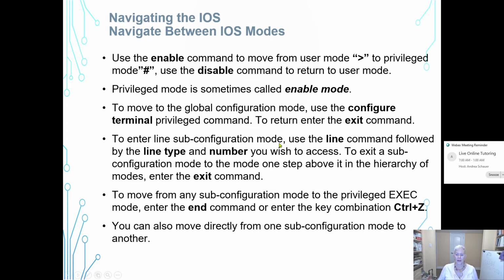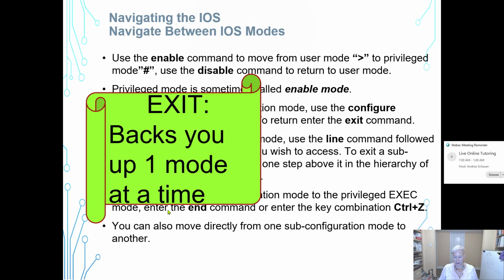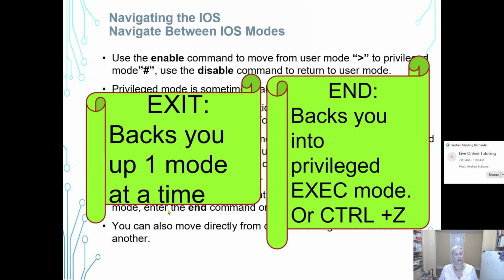To enter line subconfiguration, you use the line command. We'll talk about this one more later. To move from any subconfiguration mode to the privileged mode, you can type the word end, or you can use Control-Z. So let's say you're all the way into the config IF mode, and you want to go back to privileged mode, kind of get back to the beginning. If you type the word end or Control-Z, that'll just take you back to privileged mode. So exit and end will become your friends. Exit backs you up one mode at a time.